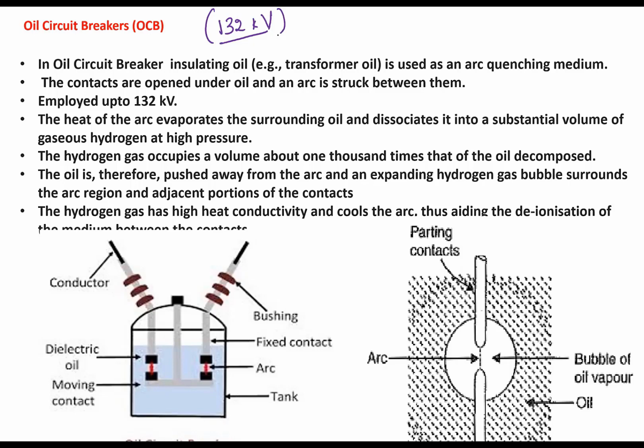The contacts are opened under oil and the arc is struck between them. So once the fixed and moving contacts are getting separated, an arc is struck. The heat generated by the arc will vaporize the transformer oil. For 1 ml of oil, 1000 ml of gas is produced, out of which 70% of the gas is hydrogen, which has excellent cooling properties.